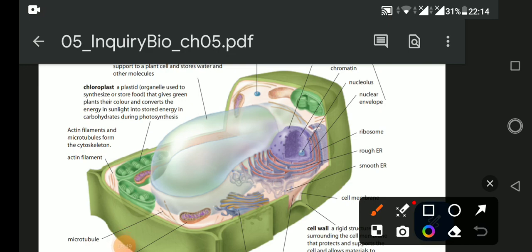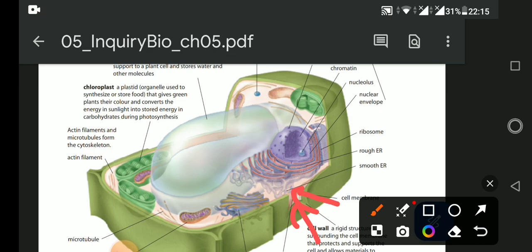So this is the detailed diagram of the plant cell. You can see the outermost wall, this green in color, is a cell wall. And then below the cell wall, we have cell membrane. Cell membrane is common to both plant and animal. In fact, cell membrane is universal. It will be found in each and every cell, whether it is bacterial cell, fungal cell, plant cell, or animal cell. It is present in all the types of cells.